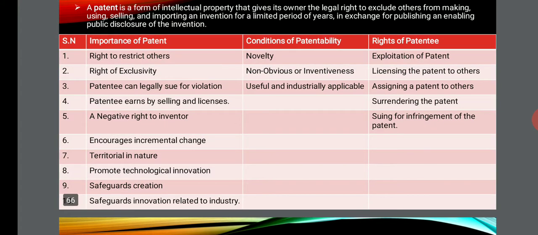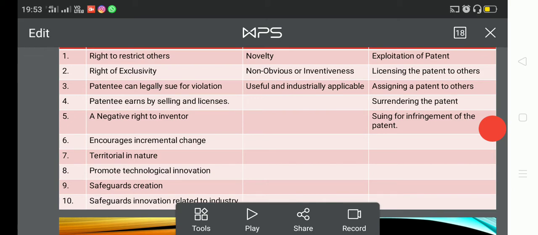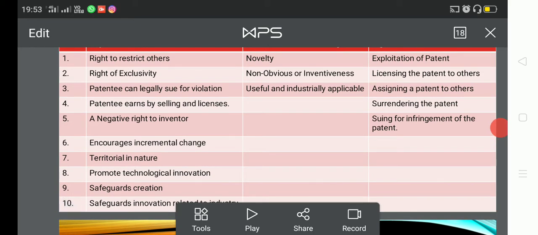Now, what is the importance of a patent? Right to restrict others. Right to exclusivity. Exclusivity means I will sell my own product; you don't sell my product. The patentee can legally sue for violation. If a violation happens, then you can sue for your product. The patentee earns by selling and licensing, so you can give your licenses and you can earn. A negative right to the inventor. So if you're an inventor, you can restrict the flow of your goods.